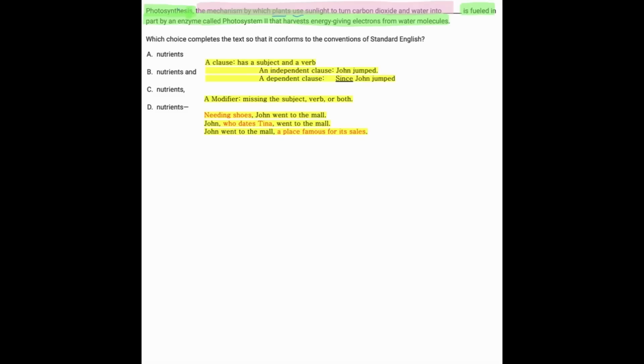It's already a modifier. So you've got in green your independent clause, photosynthesis is fueled by a bunch of stuff. And in pink, the modifier, which explains what the photosynthesis is. And so all we really need is the comma right here that allows our modifier to start with a comma and end with a comma. And therefore our answer is C.